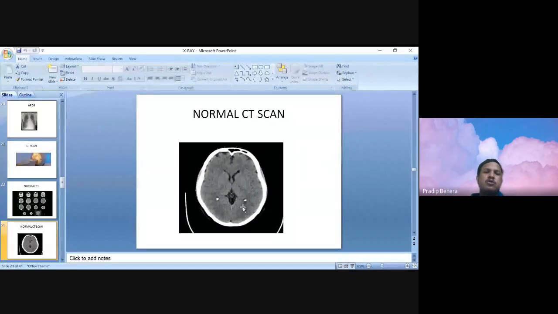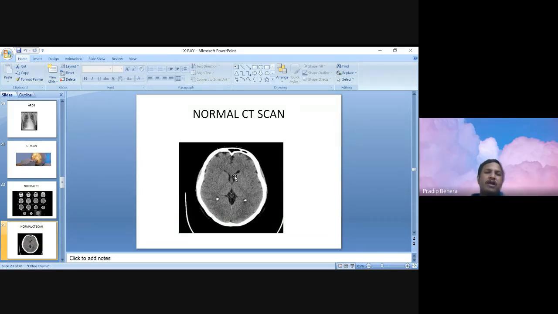But here, in CT scan, we describe density, whether it is hypodense or hyperdense. Hypodense means that it will be black, hyperdense means white. So this bone is hyperdense. That is expressed as Hounsfield unit, and bone is around 1000 Hounsfield units, the maximum. Gradually it becomes normal brain parenchyma and becomes black.